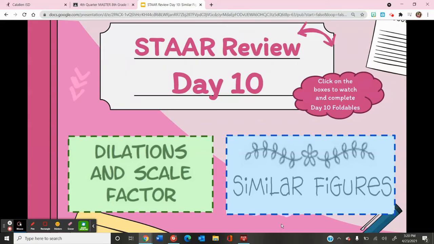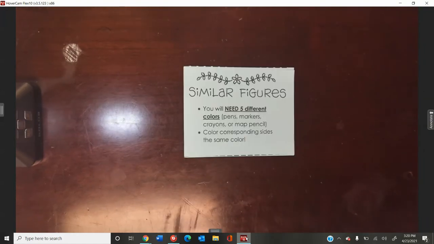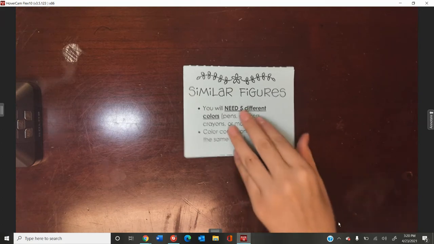Day 10 of your STAAR review, and in this video we will be discussing similar figures. So going ahead and looking at this foldable, you should have already pasted it in. But here it says you will need 5 different colors: pens, markers, crayons, or colored pencils. And the colors will be corresponding with the same color. So that being said, we're going to go ahead and just open this up.